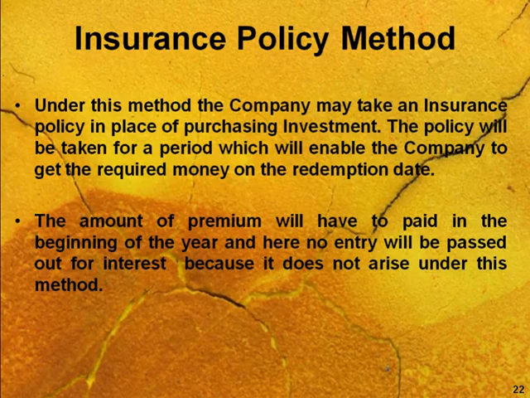So this method is to some extent simpler as compared to the sinking fund method. So these are basically the methods we have covered for redemption. First was out of profit, second was out of capital, third we converted something, and in fourth we issued new shares or debentures to get the funds. Then we moved to the sinking fund, and finally we took an insurance policy to redeem our debentures.